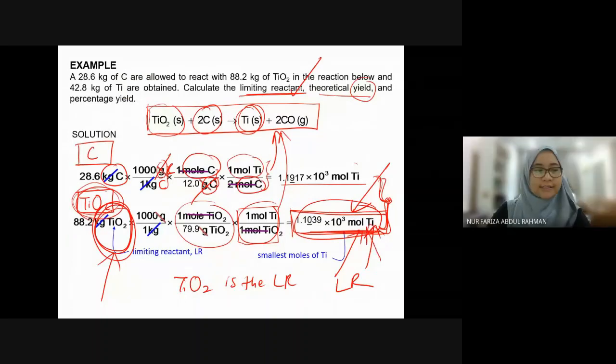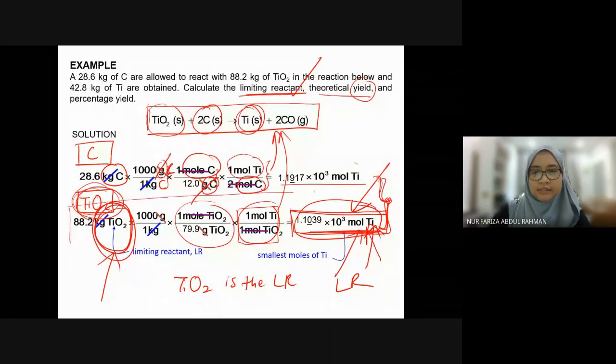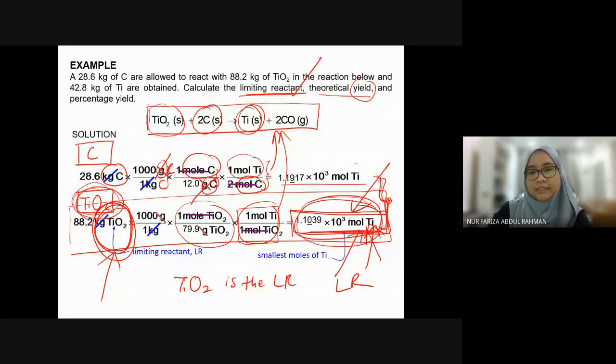Madam, yes. The theoretical yield, we take it from that, the maximum, right? Yes, from the limiting reactant. So you have determined the limiting reactant. Alright, so this would be the theoretical yield of the product.